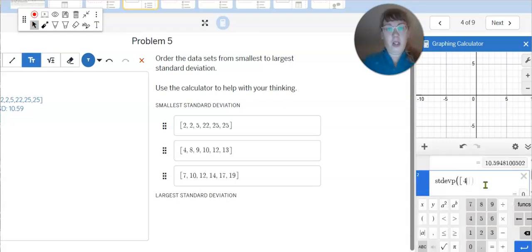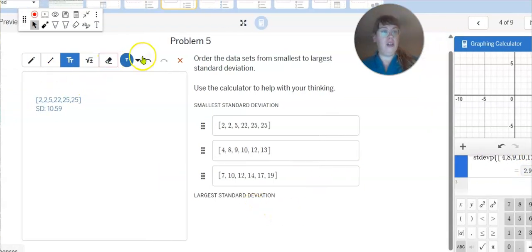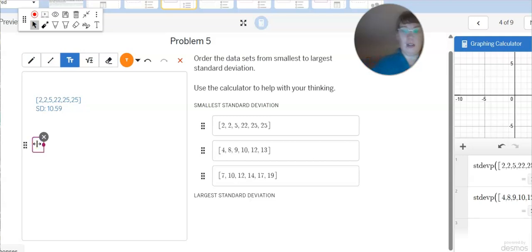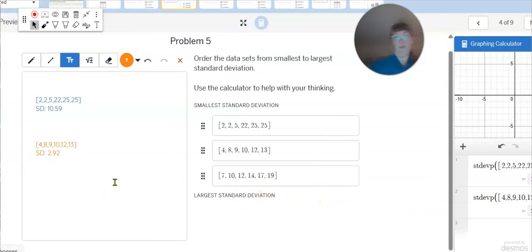Okay, we have 4, 8, 9, 10, 12, 13. These numbers feel closer together. It's going from 4 to 13. So notice that the standard deviation is smaller. It's 2.92. So for the next one, our standard deviation is 2.92? Yeah, much smaller than 10.59. So that one so far is going to be at the top.